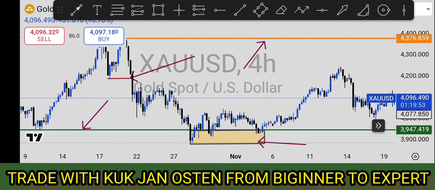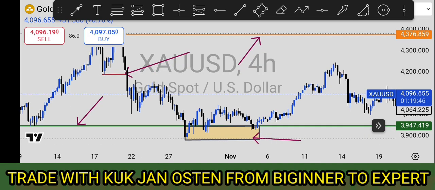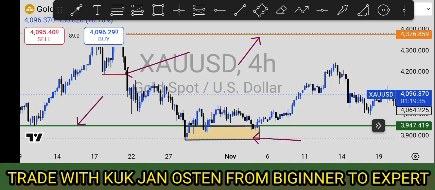Now for us to enter, we have to look at the market, and we have to look for the market structure shift. So what's the market structure shift? For us to confirm a market structure shift, we have to see an order block and we have to see a strong displacement.